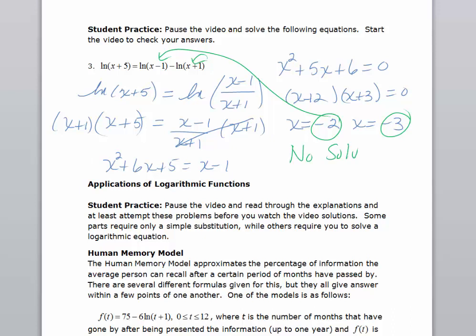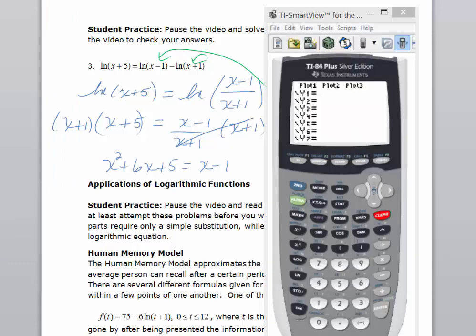Now when you have a solution, it's fairly reasonable to check it by just substituting. When there is no solution, sometimes you want to just be reassured that you didn't make a mistake. So we can use our calculator to kind of confirm, or at least give us a better idea of whether this makes sense, that there's no solution. Now let's check this on our calculator.